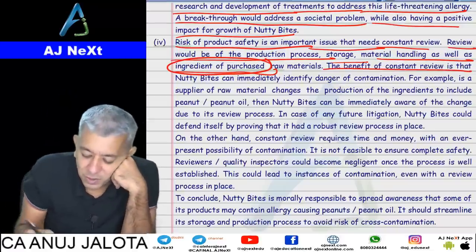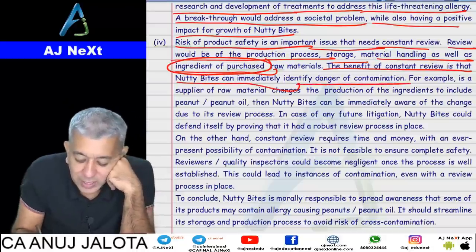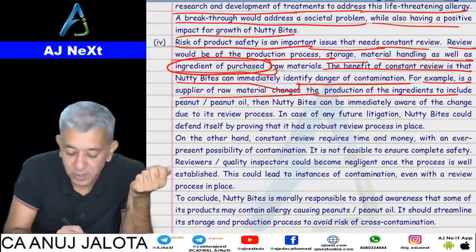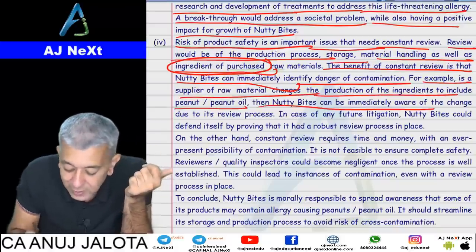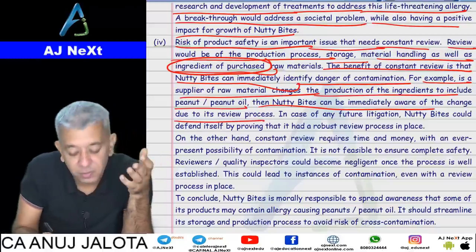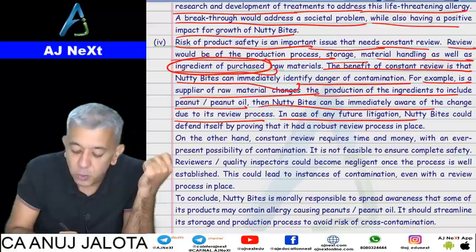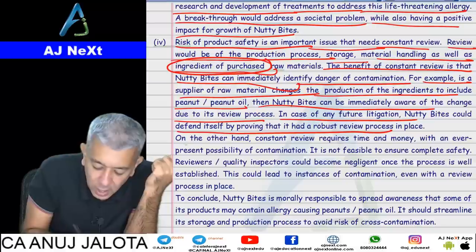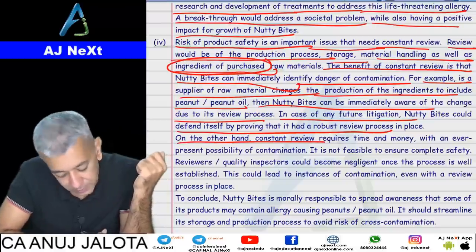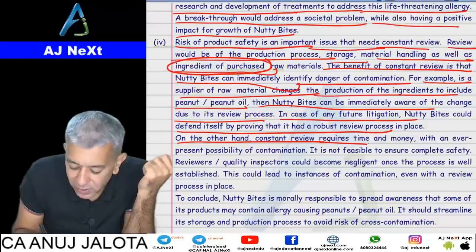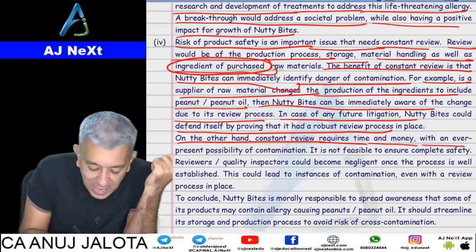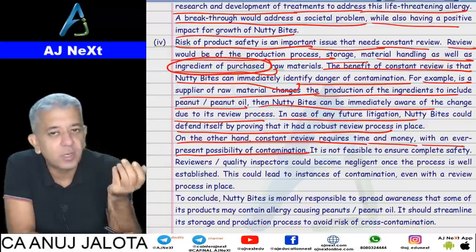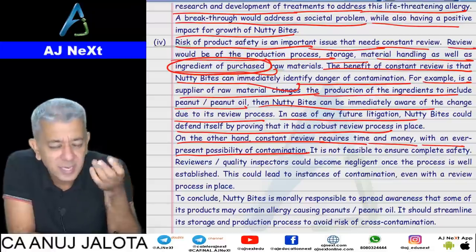The benefit of constant review is that Nutty Bites can immediately identify the danger of contamination. For example, if a supplier changes the production of the ingredient to include peanut oil, Nutty Bites can be immediately aware of the change due to the review process. In case of any future litigation, Nutty Bites could defend itself by proving that it had a robust review process in place. On the other hand, review requires time and money, with an ever-present possibility of contamination. Even if you are doing reviews, there is still a chance of cross contamination.